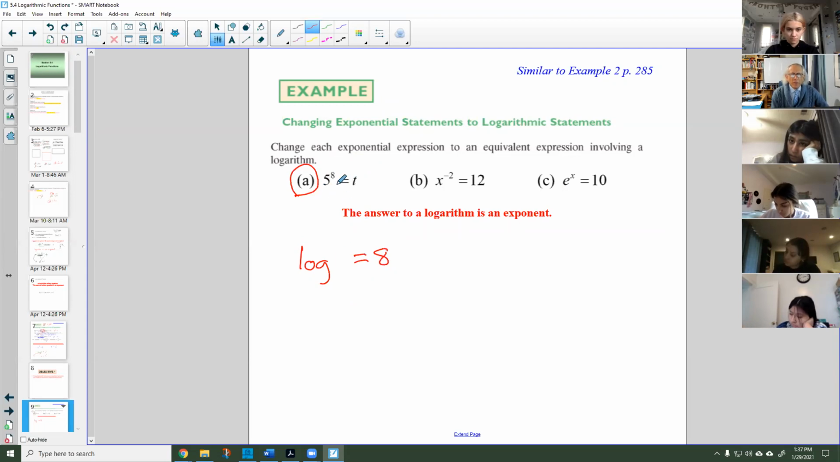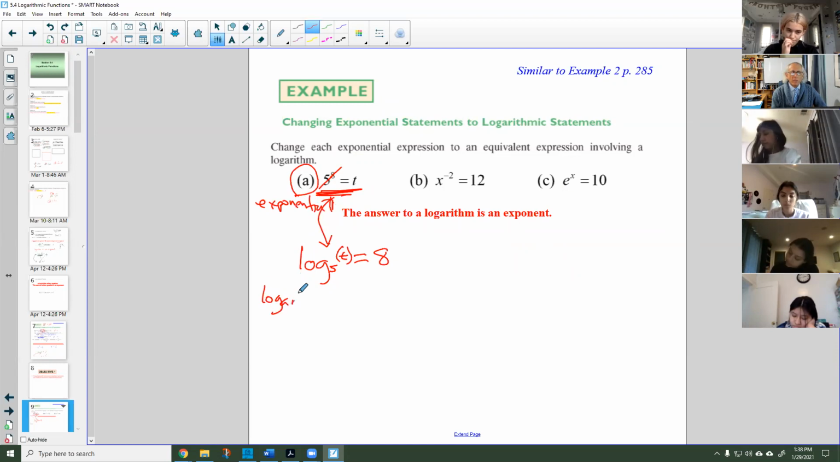Well, what's my base? The 8 is sitting on a base of 5. And the only thing left is my argument, which is t. I already took care of the 8, I already took care of the 5, and all I've got left is a t. So I can say this expression and that expression, they are identical. One is in exponential form, and the other is in logarithmic form.